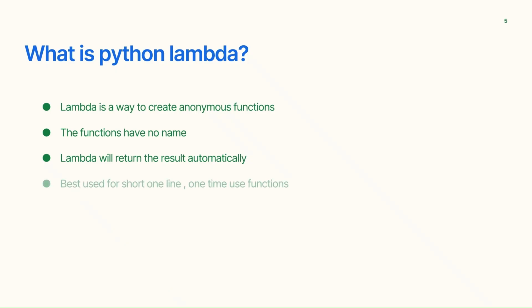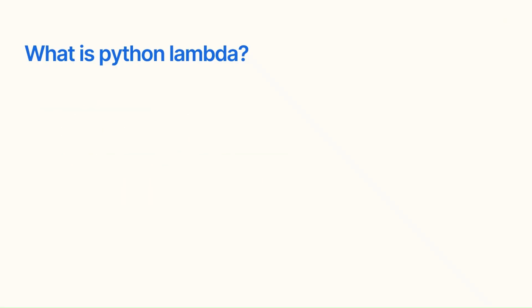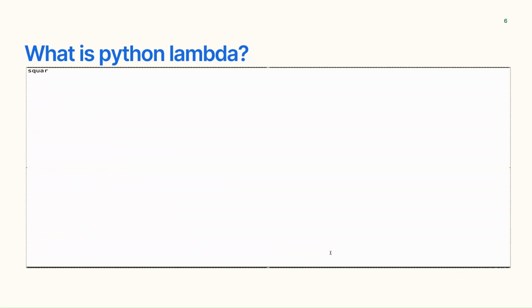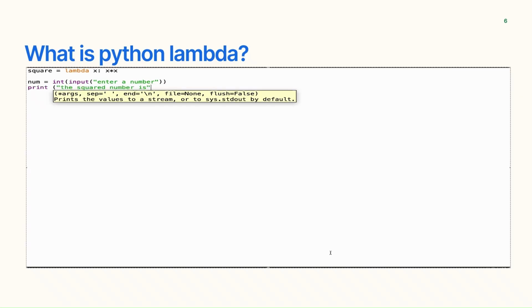Best used for short one-line, one-time functions. It's best used for quick operations or one-time use cases. In the code example, we define square, which is equal to lambda x: x multiplied by x. This creates a lambda function that takes one argument x and returns x multiplied by x. We take user input using input, convert it to an integer, and pass it into the lambda function. We then print the result.